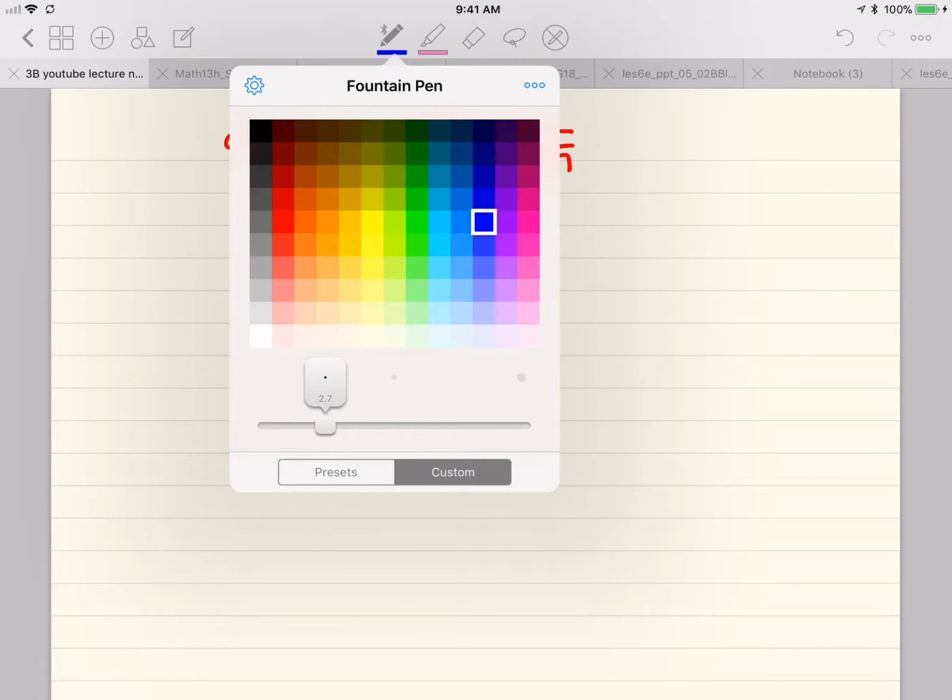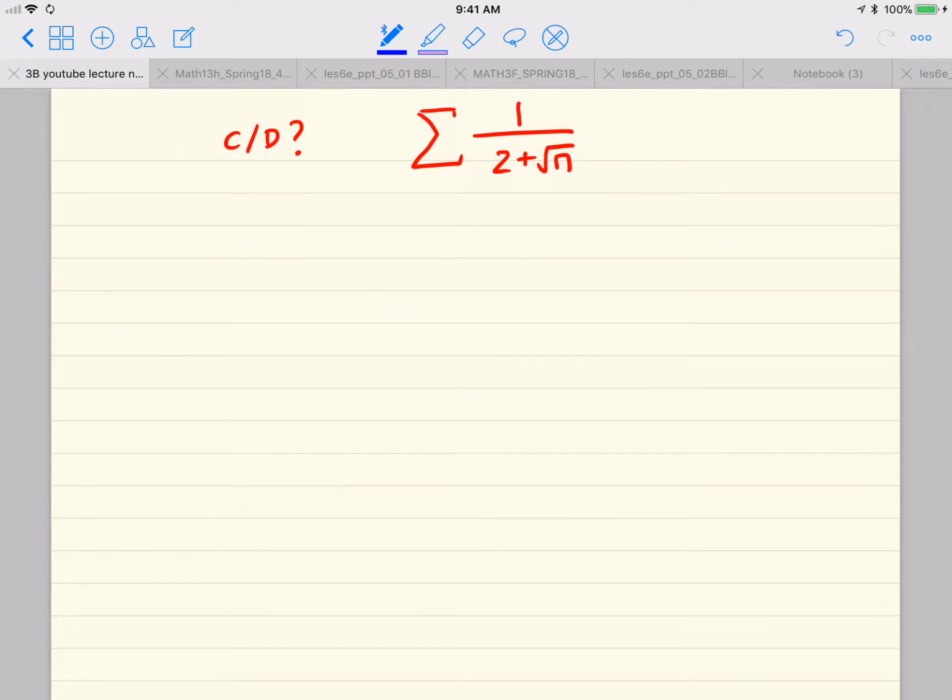Okay, let's see. First thought, we need to get an idea of if we think this series is going to converge or if it's going to diverge. And we're thinking, what is it similar to? Now, when I look at the series where the terms are 1 over 2 plus the square root of n, I'm thinking that looks pretty close to just 1 over square root of n, right?